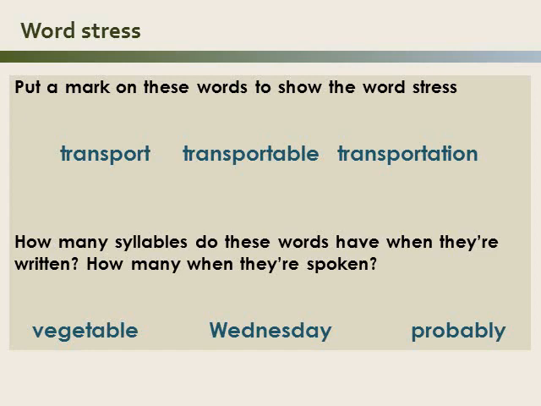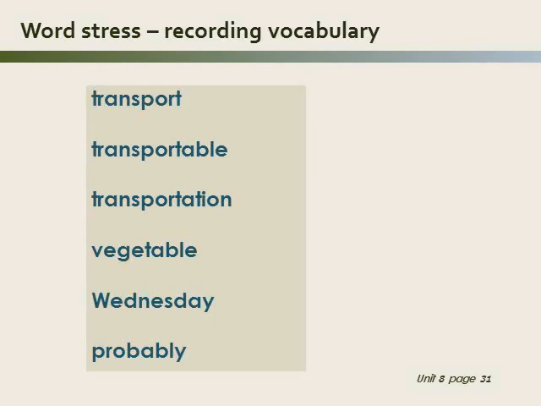Another thing is to look at the difference between the way we write words and the way we say them. So if you look at vegetable, Wednesday, probably, have a look at how many syllables they have when they're written and how many you can actually hear when they're said aloud. So stop the video and have a think about this before moving on to the next slide.